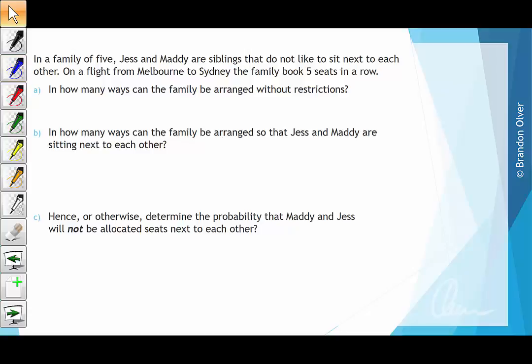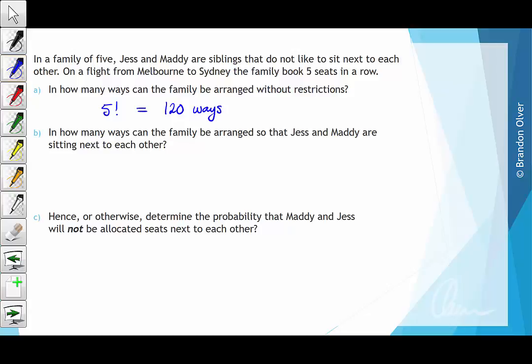In a family of 5, Jess and Maddie are siblings that do not like to sit next to each other. On a flight from Melbourne to Sydney, the family booked 5 seats in a row. In how many ways can the family be arranged without restrictions? So here we're arranging 5 people in a row, which can be done 5 factorial ways. So 5 factorial, if we evaluate that, is 120 ways.